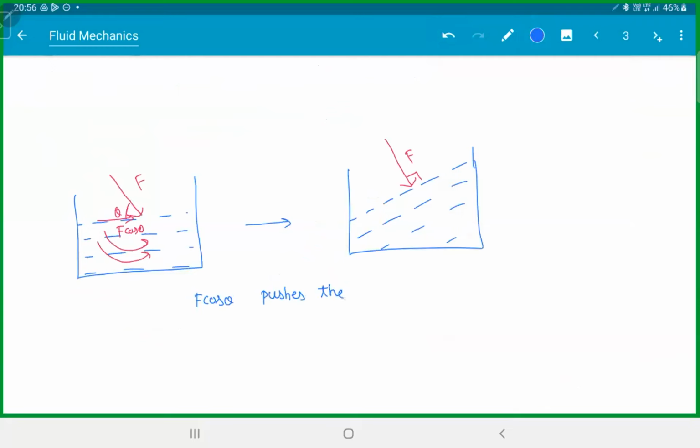pushes the liquid till F becomes perpendicular to the surface. Is that making sense? So let me give some examples.